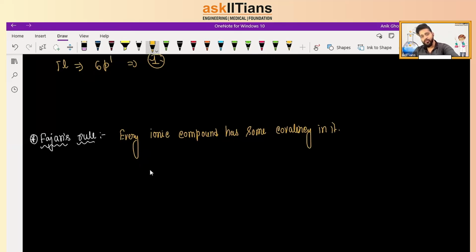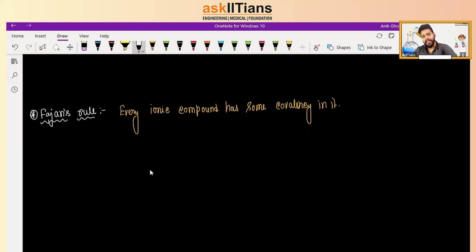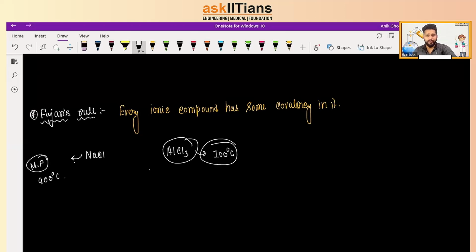Now here in Fajan's rule, what do we learn, guys? Let's say I have a compound which is NaCl, and I have another compound which is AlCl3. What would be the difference in here? Guys, we saw that NaCl's melting point goes up to 900 degrees centigrade, whereas for AlCl3 it has been seen to be around 100 degrees and even lower than that sometimes, in some of the compounds.